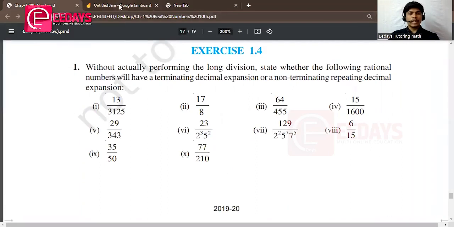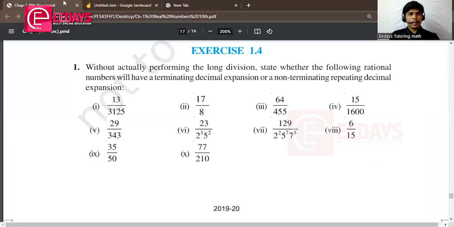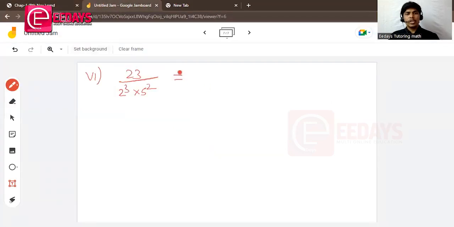Okay. So, the sixth one. Finally, we are at the sixth one: 23 by 2 cube into 5 square. First, we have to simplify it. 2 cube is nothing but 8. 5 square is nothing but 25. 25 eights are 200.